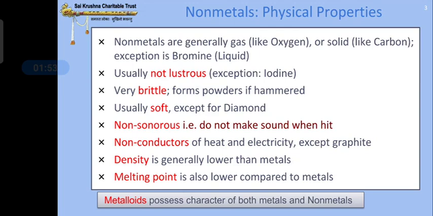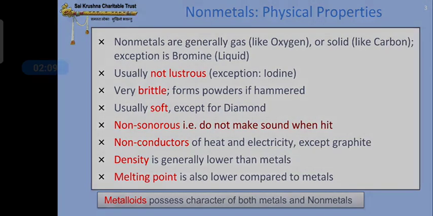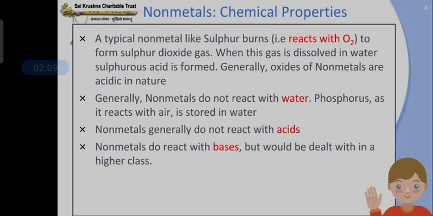Density is generally lower than metals. And the melting point is also lower compared to metals. And what about the metalloids? Metalloids possess the character of both metals and non-metals.